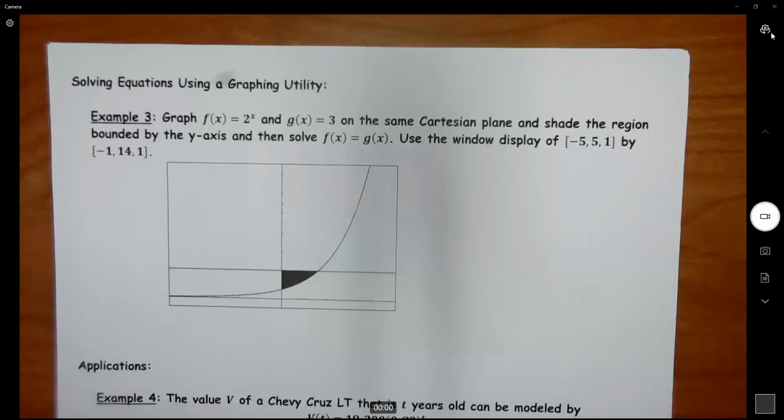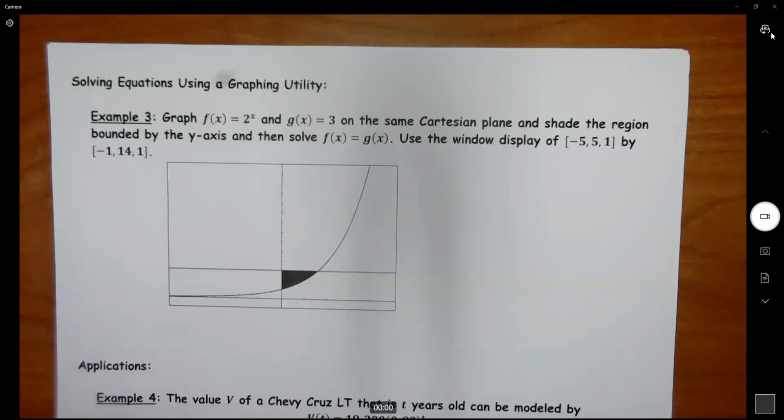In this video, we're going to solve equations using your graphing utility, aka your calculator. So this is a problem that you will see in my math lab. It says graph f of x equals 2 to the x power and g of x equals 3 on the same Cartesian plane, and shade the region bounded by the y-axis, and then solve f of x equals g of x. Use the window display of -5, 5, 1 by -1, 14, 1.